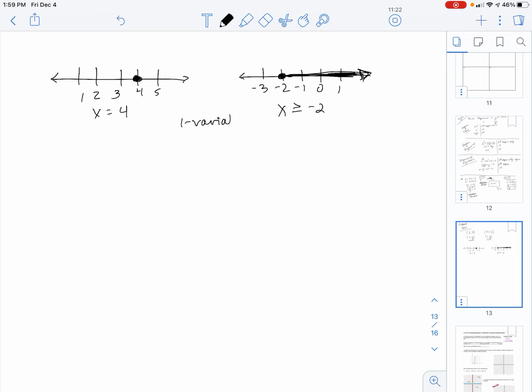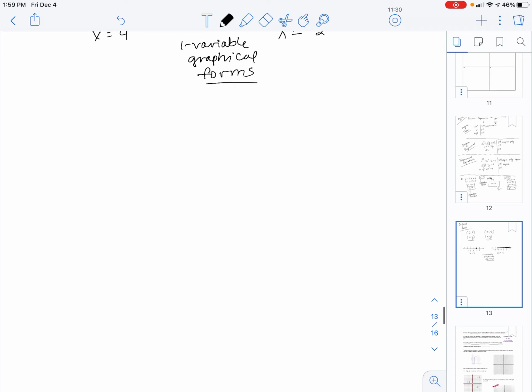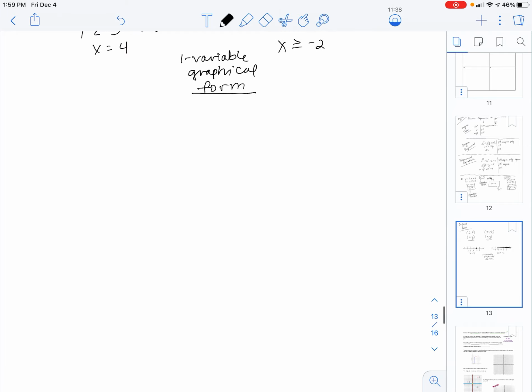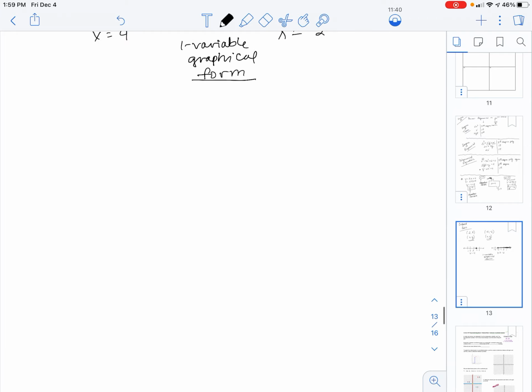Okay, these are called, by the way, one variable graphical form. Not necessarily forms, but form. That's what they call this. One variable because we only have X to deal with.